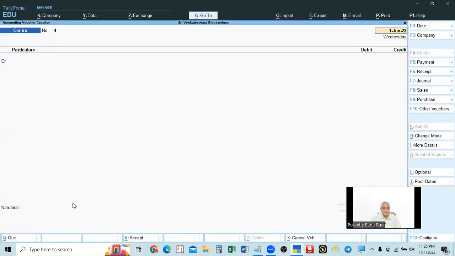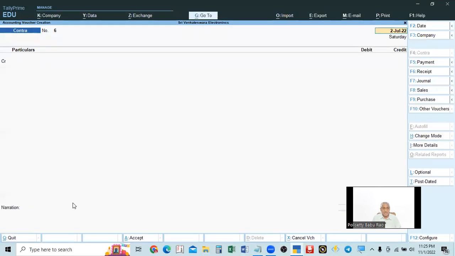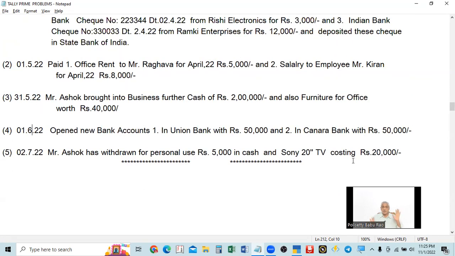Okay. Next, 2nd July. We are taking the 2nd July. What is the transaction? Ashok has withdrawn for personal use 5,000 rupees in cash and a Sony TV, 20 inches, costing 20,000. See, you must be careful here. Earlier, cash and furniture as assets were being brought into business.